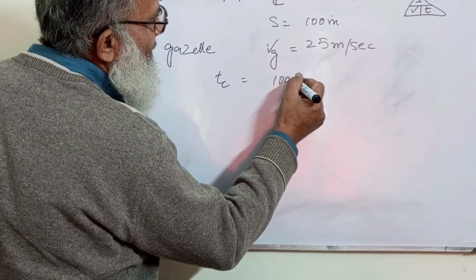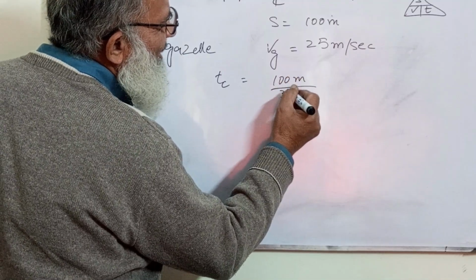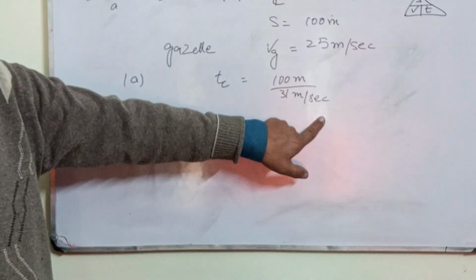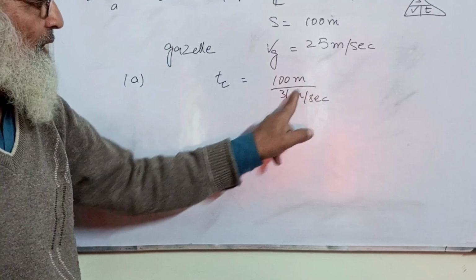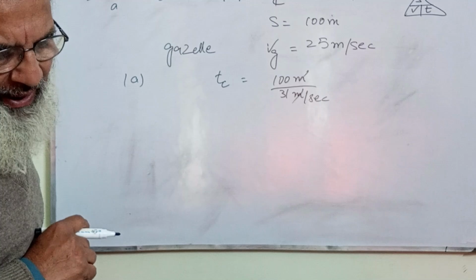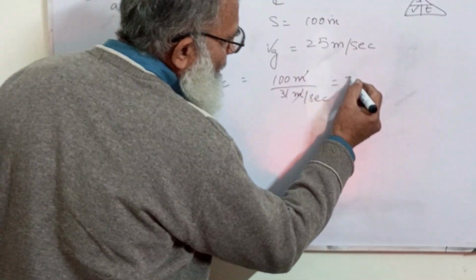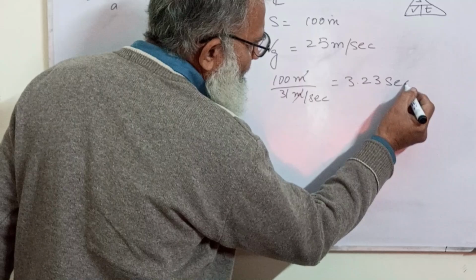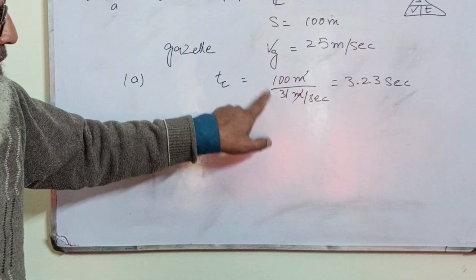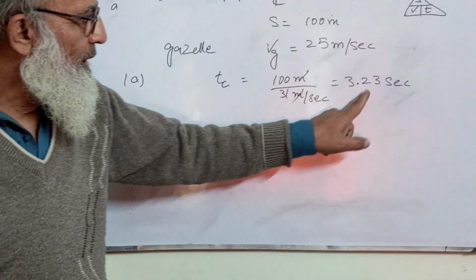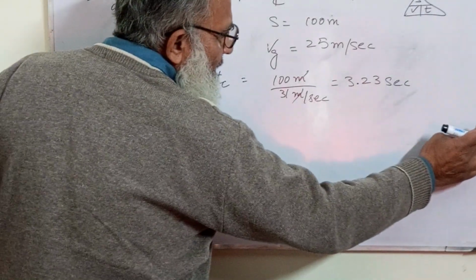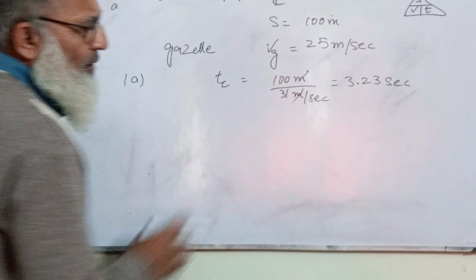100 meters, and this is 31 meters per second. You see, the second is again coming in the denominator of the denominator, so it will jump up when it is crossed. So it will be like this, and the answer we have is 3.23 seconds almost. 3.23 seconds. When you divide this, you will get 3.23 seconds. Now, the cheetah will cover the distance of 100 meters in almost 3 seconds. Okay.